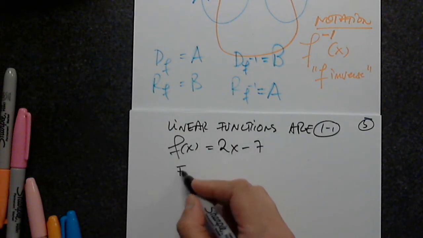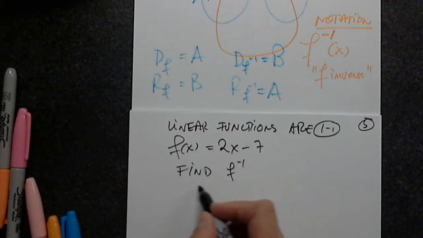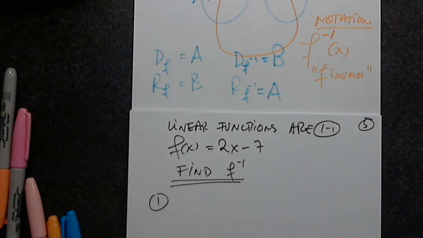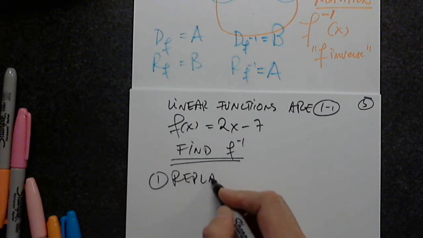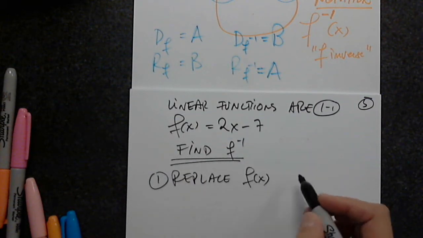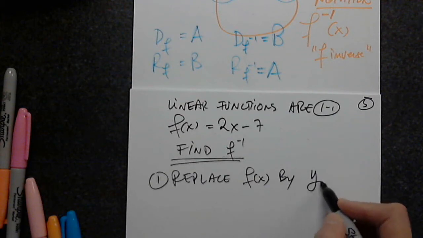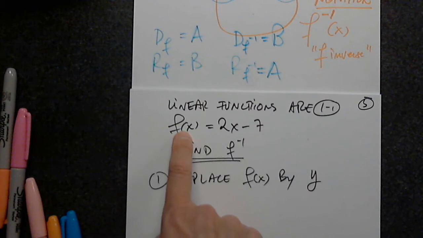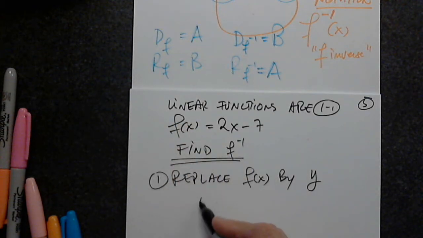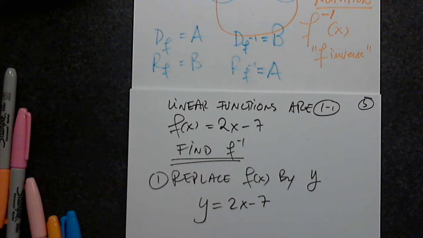So step 1. Find f inverse. Step 1. Replace f of x by y. Can I do that? I want to replace this notation by y and write y equals 2x minus 7. Will you allow me to do that? Sure. Because they are the same. Y and f of x are always the same. Of course I'm allowed to do that.